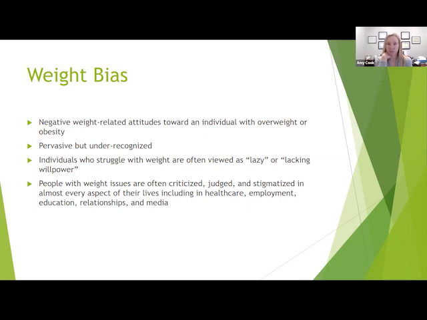People who struggle with obesity are often viewed as lazy or lacking willpower or making bad choices. People are judged and stigmatized through all aspects of their life. In the media, I'm sure we're all familiar with the weight jokes in shows, and in the news, when they address obesity, they often stigmatize people with obesity by cutting off the head when they're showing images and just making it the body of the person.